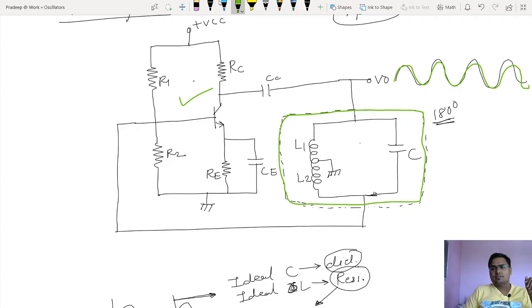Now the question is, what about frequency? Because generally we design an oscillator for a certain frequency. That frequency obviously depends on the inductors that I am using here, L1 and L2, and the value of the capacitor. By changing the value of the inductor and capacitor, I can change the frequency, because that frequency is nothing but the resonant frequency of a tank circuit, and that resonant frequency always depends on the components that I am using in the tank circuit, that is L1 and L2 and the capacitor C.